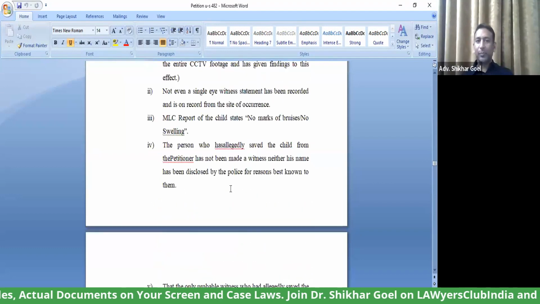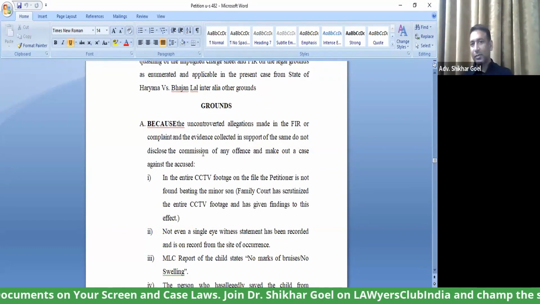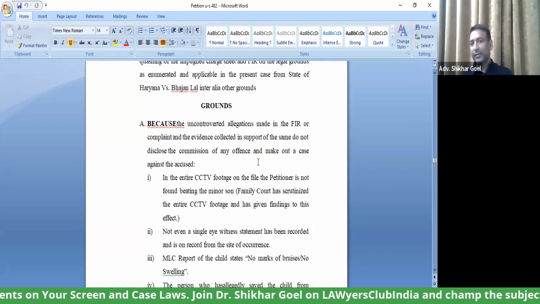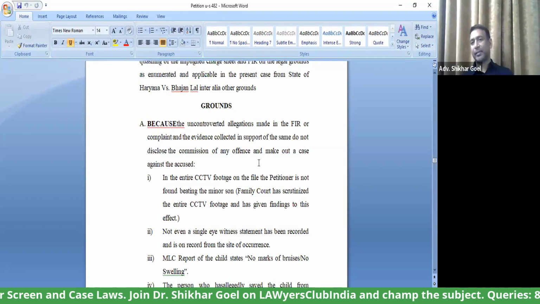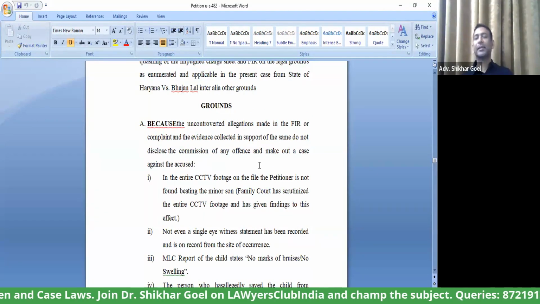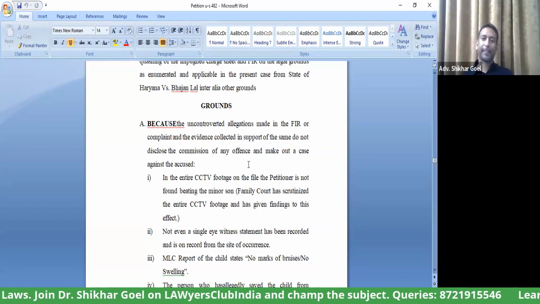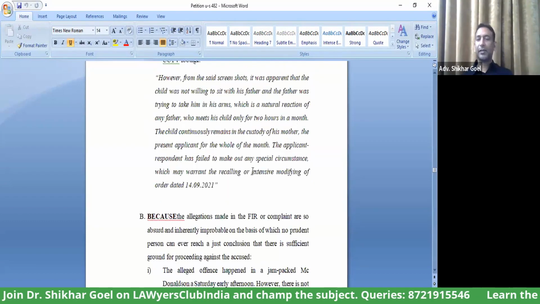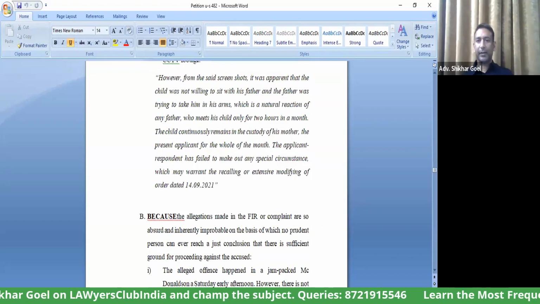अब गोइंग बैक टू द पॉइंट, evidence collected in support of the same do not disclose any commission of the offense as alleged. This is I'm talking about after the evidence is being collected. I'm not even talking about the FIR, prima facie. Understood? Okay.